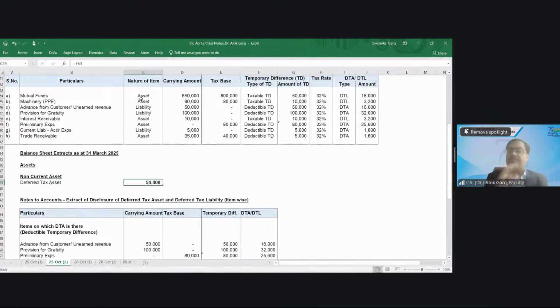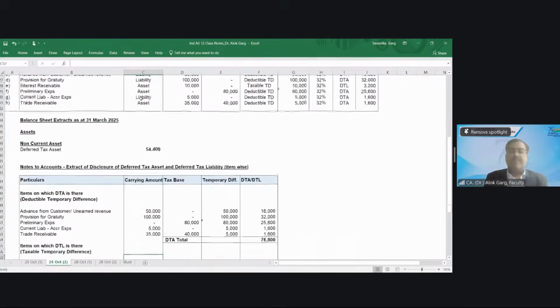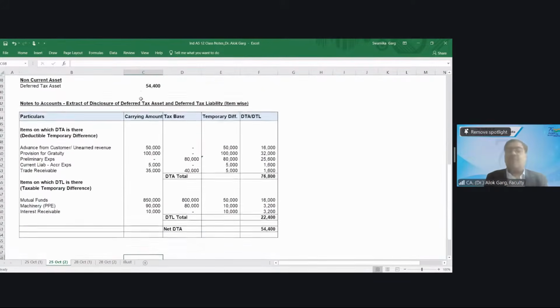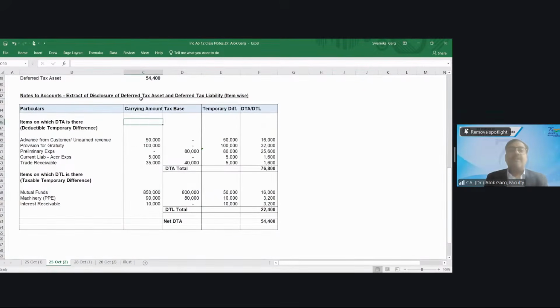This is what you have to present. And in the notes to accounts, how will you show it? Items on which DTA is there, deductible temporary differences, right? These are the items where the deductible temporary differences are there. Okay. So carrying amount, tax base, temporary differences, DTA, DTL. This is how the presentation needs to happen in your notes to accounts. You have to show the carrying amount, the tax base, the temporary differences, and the DTA, DTL calculation.